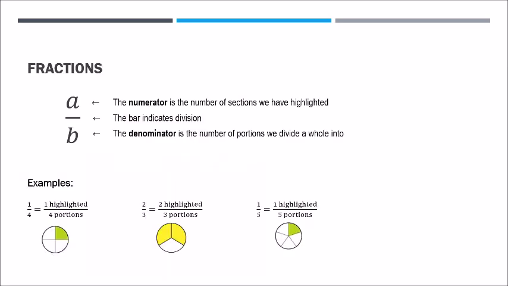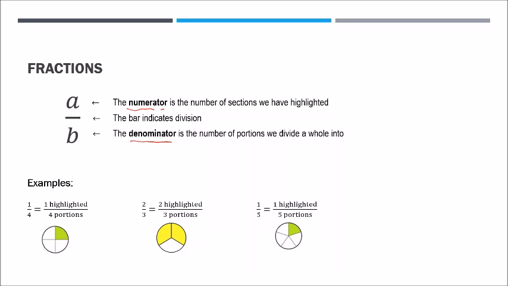So what are fractions? The words that we like to use are numerator and denominator. The numerator is the top bit, the top of your fraction. Your denominator is your bottom bit. This bar here represents your division. So really a fraction is just division.